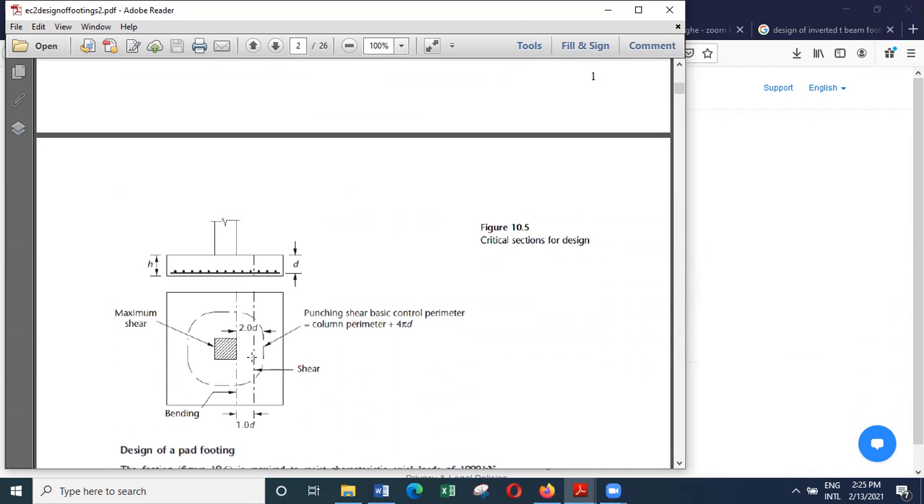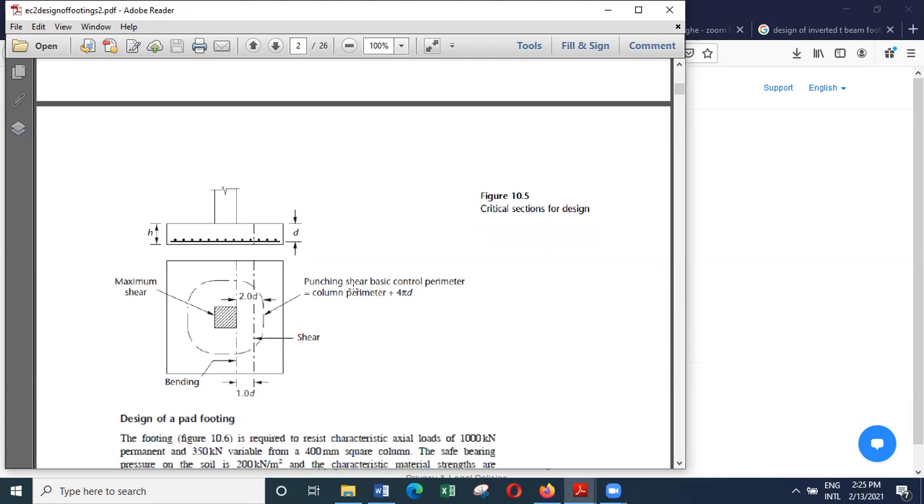So to check for punching shear, we check at a perimeter 2d away from the face of the column. And to check for direct shear, we check at a straight edge, an effective depth away from the face of the column. And when it comes to bending, we check at the face of the column. So those are the three checks that you have to do, once you have decided the size of the base and the corresponding pressure acting at ultimate loads.